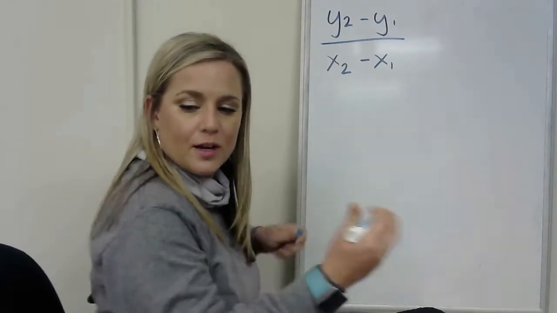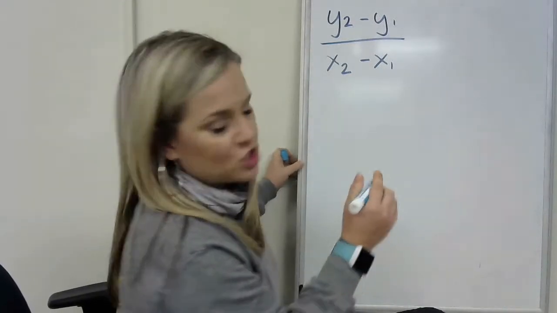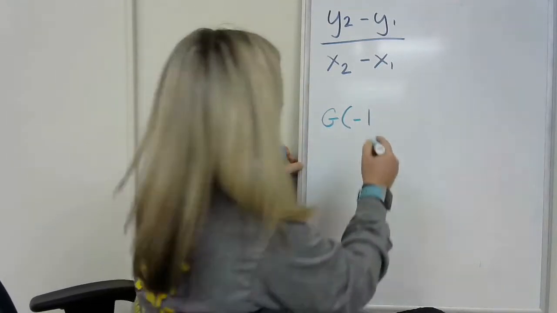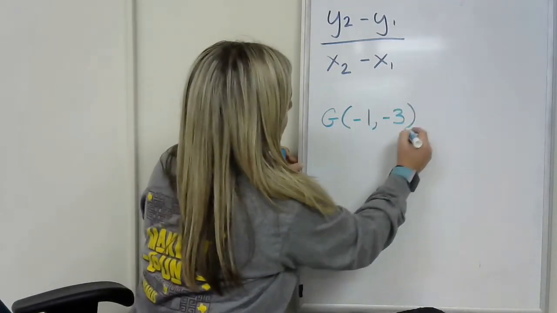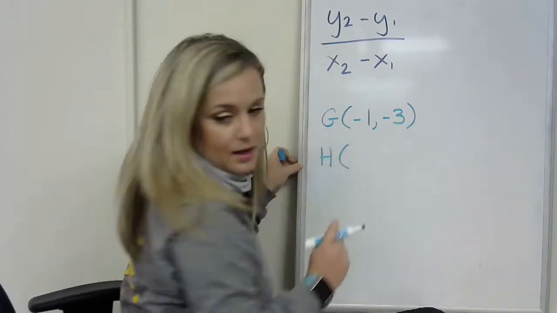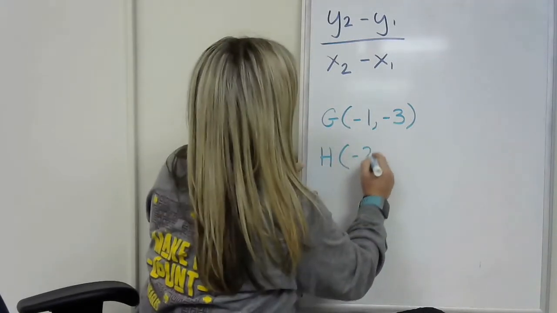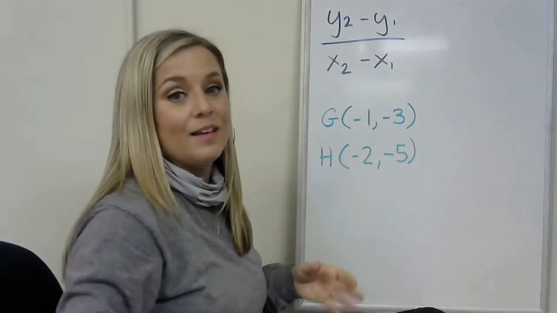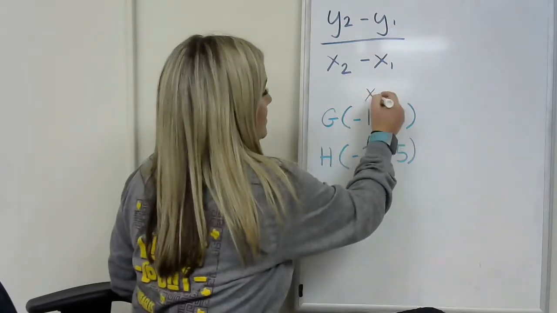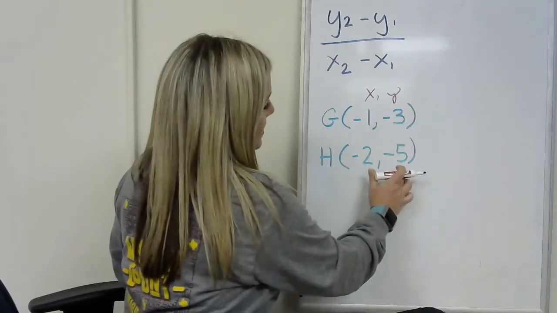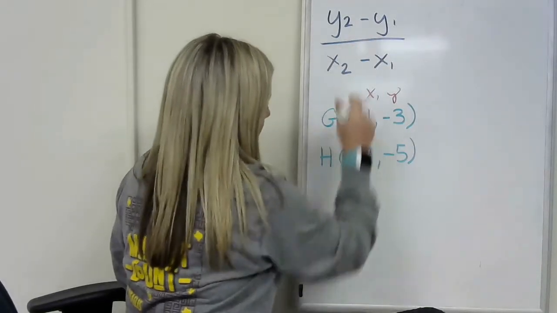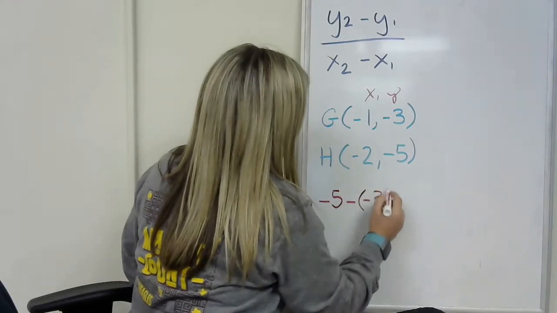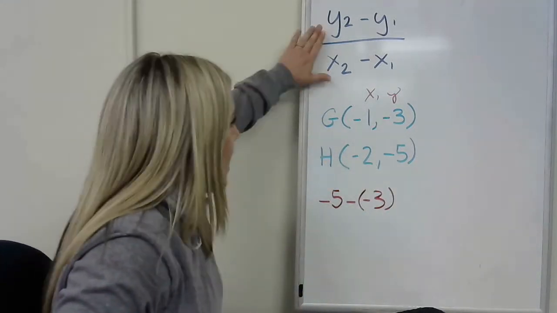So now we're going to do this one. This is G, and it is -1, -3, okay, and H, and it is -2, -5. Lots of negatives here. All right, so, again, my personal preference is to label it. Okay, so it's going to be -5 minus -3, okay? -5 minus -3.